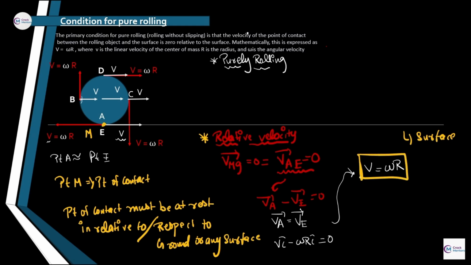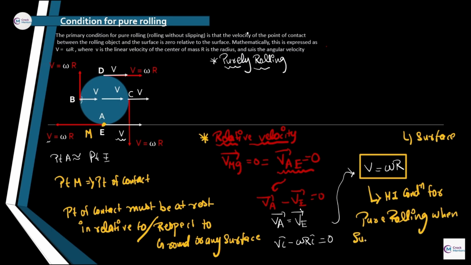This is what we have observed in this condition, and this is the most important condition for pure rolling. When the surface is at rest, the velocity is equal to omega r.